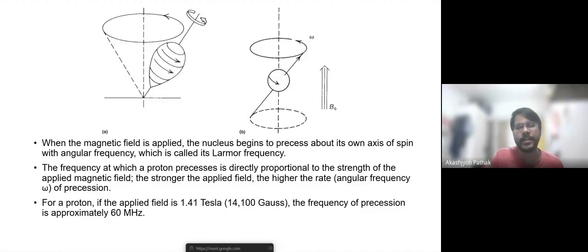Now another concept comes here: when an external magnetic field is applied, the nucleus begins to precess about its own axis of spin with an angular frequency, which is called its Larmor frequency. So what we saw just now is that when we are applying an external magnetic field, the nuclear spin states are no longer degenerate.